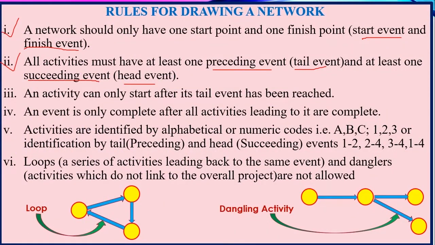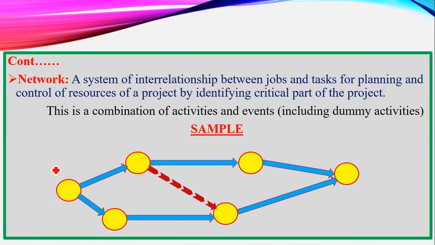We go to rule number 3. An activity can only start after its tail event has been reached. What do you mean by that? Again, we look at this. So for an activity to start, all the tail event must be reached.